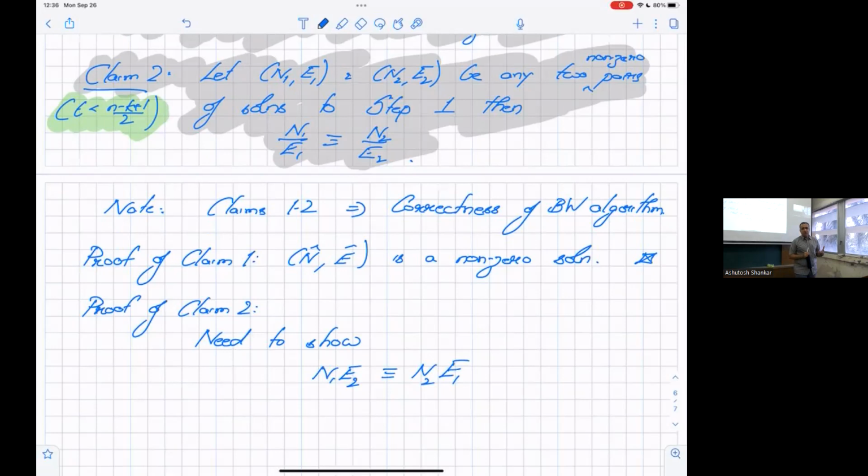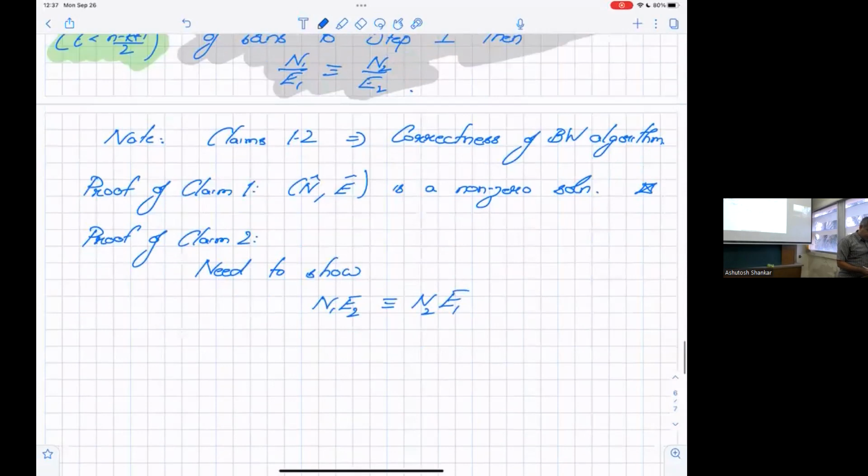To show two polynomials are equal, we only have one tool: the degree mantra. Show that these two polynomials are identical on more places than the degree of the two polynomials. Hence, they have to be the same polynomial. That's the only way we know how to do this. So we need to show this. We'll appeal to the degree mantra.